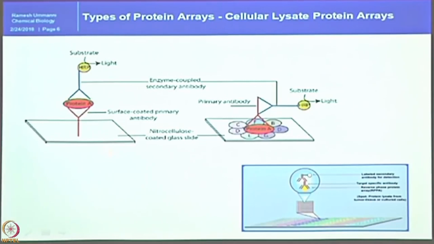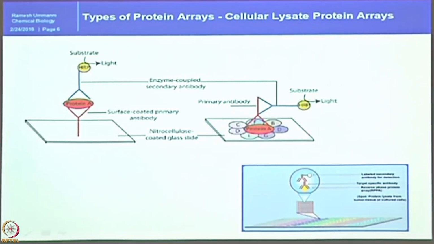This approach can be used to map the binding domain or the interacting domains between two proteins. So, you can see that this is a forward array where an antibody is spotted and protein A is captured by the antibody from the pool of lysate, and a secondary antibody specific to protein A is used for the detection. This is coupled to an enzyme linked secondary antibody.